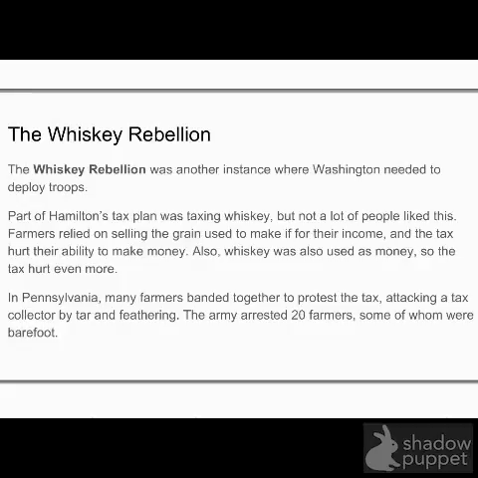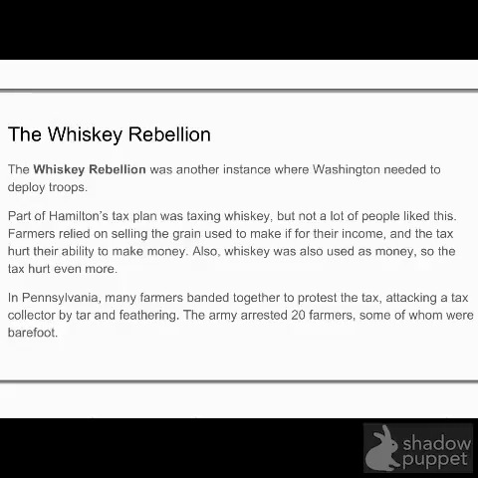Imagine having hot tar dumped on you and then feathers stuck to it, so you look like a giant bird. It's pretty embarrassing and pretty painful, too. The army arrested 20 of those farmers, some of whom were barefoot. And we talked about, why do I mention they're barefoot? Why is that important? Because it shows how poor they were. This tax really hurt them, and they were so poor they couldn't afford shoes.